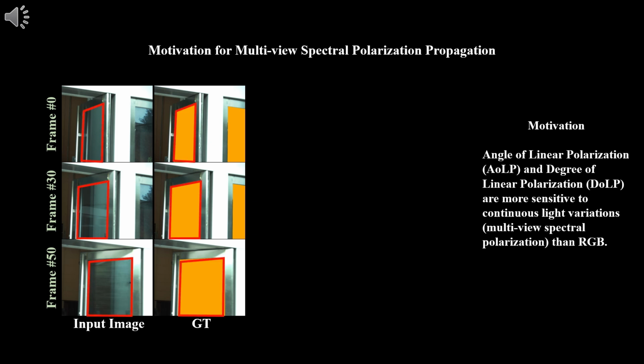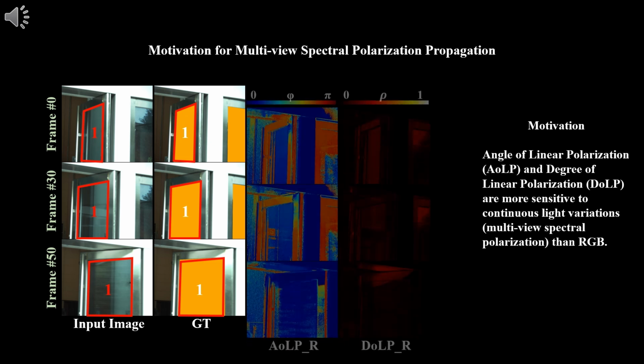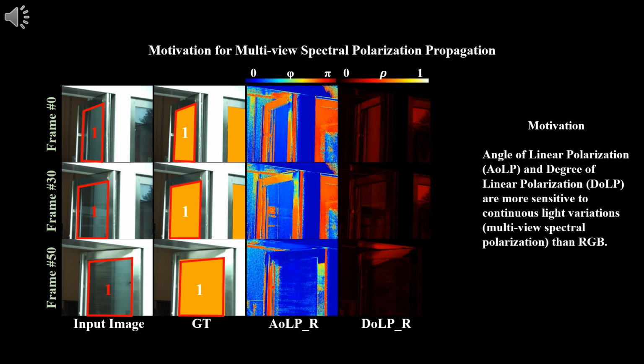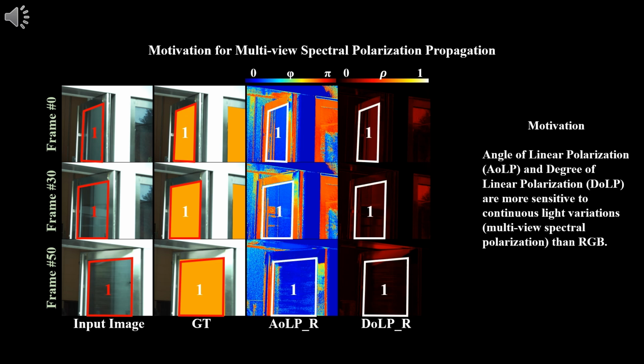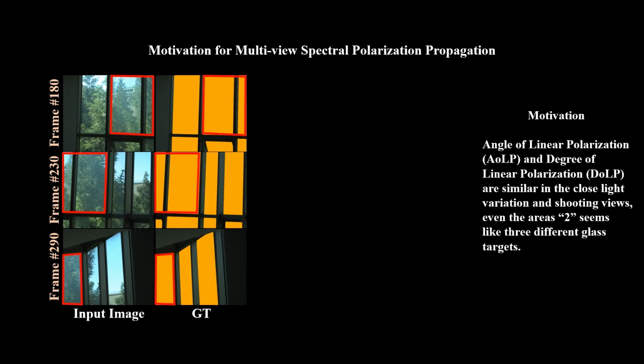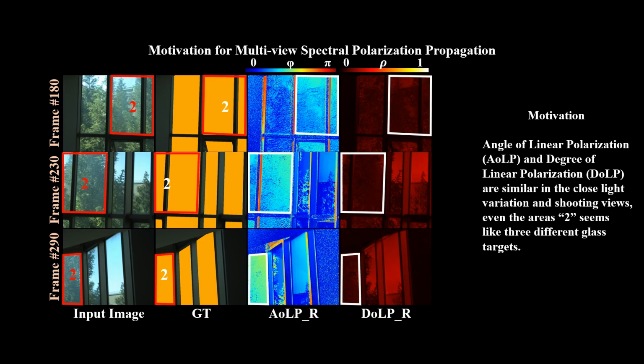Consider the glass areas, where one shows a glass door in various stages of being closed. The RGB textures remain almost unchanged, but changes in the surface normal induce a significant decrease in the angle of linear polarization, AOLP, and a noticeable reduction in the degree of linear polarization, DOLP. Similarly, moving the camera will induce a similar change in the polarization, e.g., in the glass areas, too.